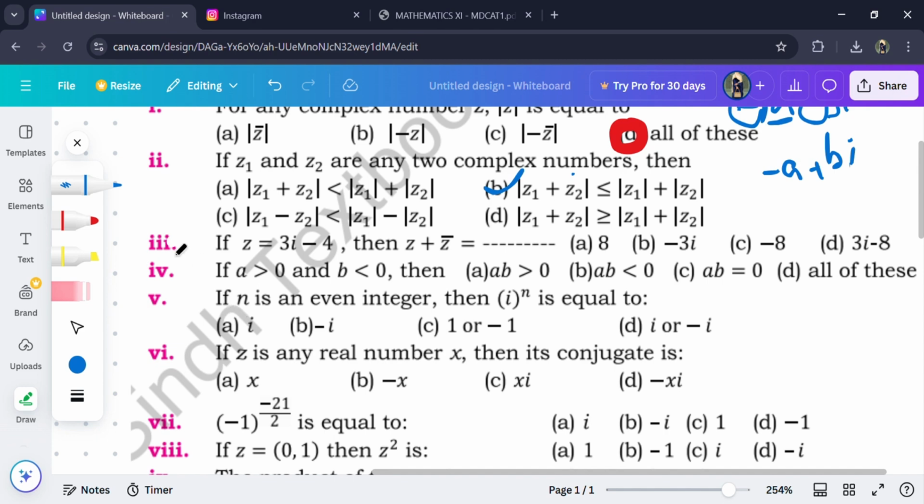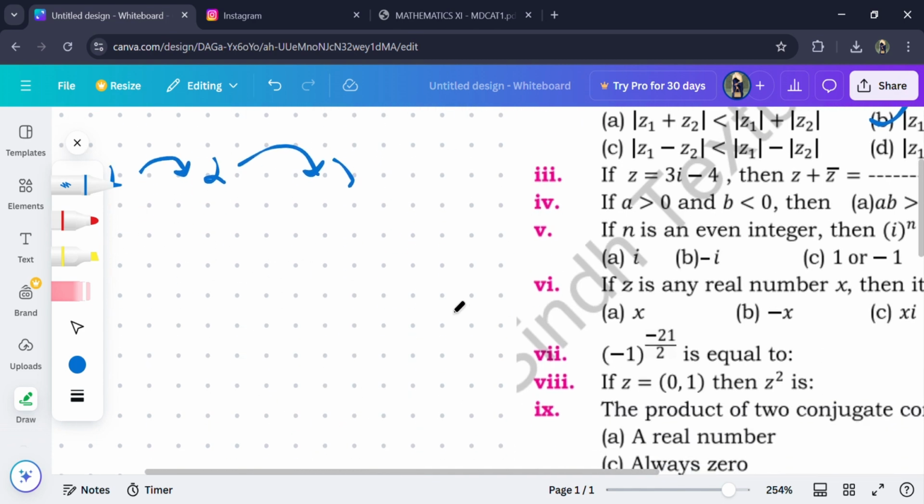Well, in this third question, we are given a situation where z is equal to 3i minus 4, and we have to find z plus z conjugate. First thing, you need to arrange it. That's the first condition, since the real part should be in front, which is minus 4, and then we add 3 iota, which is the imaginary part.